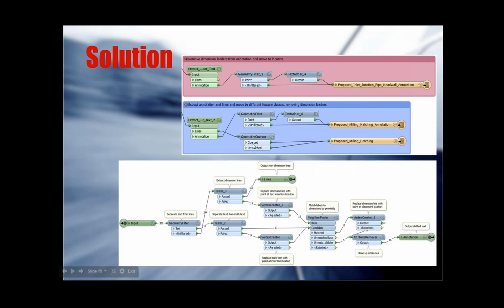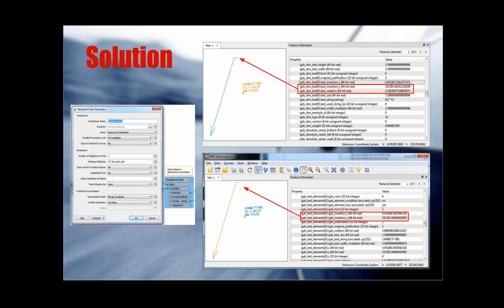There's our workspace. These are both using that process. This is the process itself. From our input data, we want to separate the text from the lines. We want to extract dimension lines from the regular normal lines, and we kick those out on their own. We have a vertex creator and a neighbor finder. The neighbor finder is the one you were talking about, which associates lines with text. And I think we show you how it works a bit here.